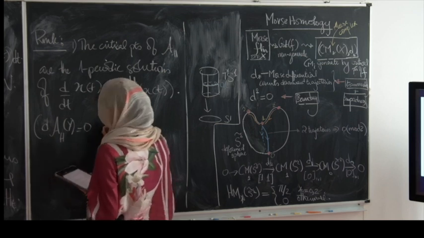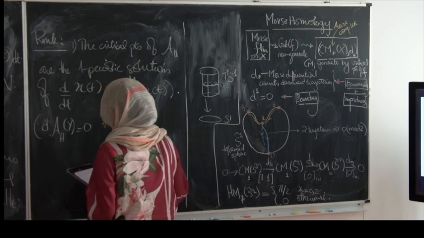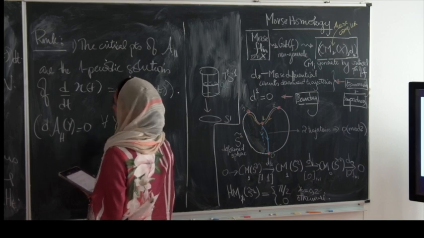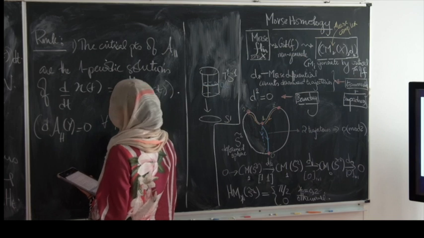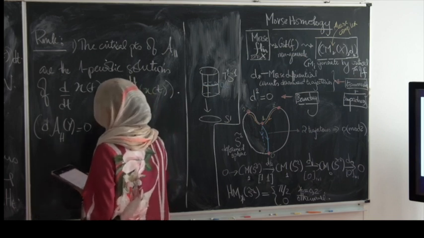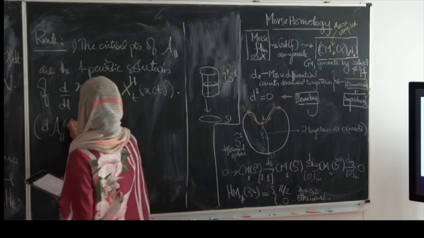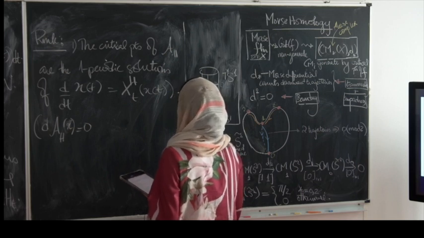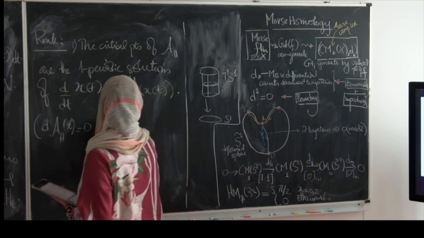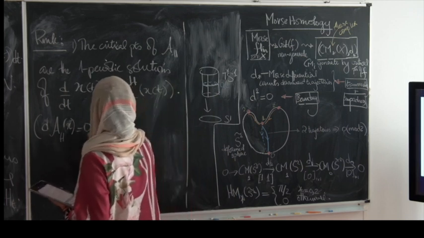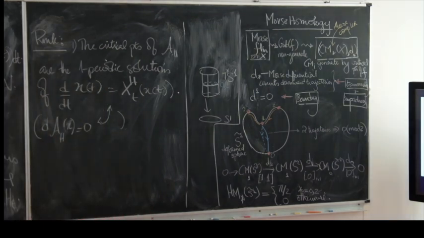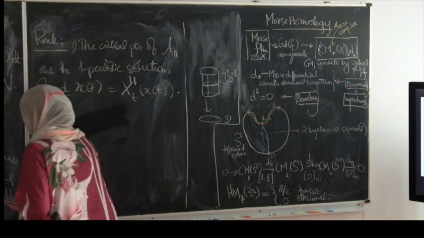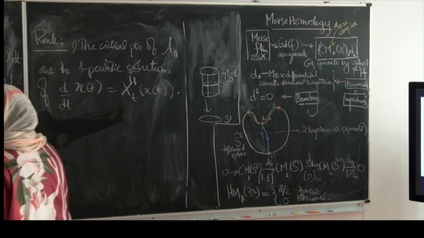Okay, so this is zero for any y belonging to the tangent space at x. It's just repeating what I've written before, so no point. So maybe I can just erase this. But what we're trying to do is just find the critical points of this. Okay, so this is what gives you the critical points.